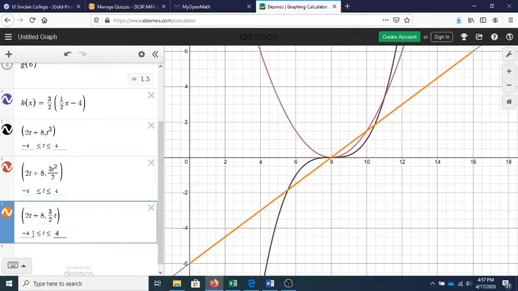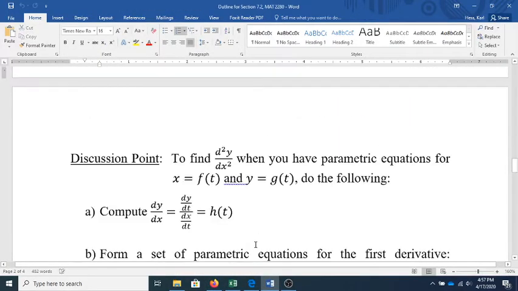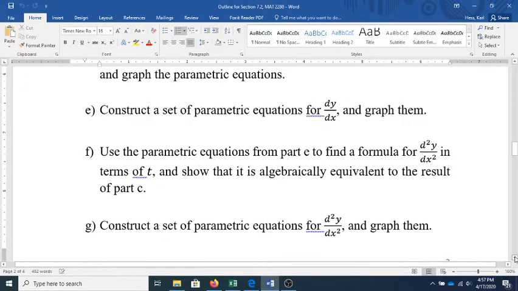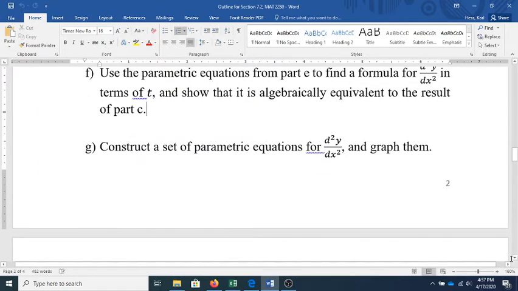Alright, well, I think that's enough to say about derivatives. Let me see, is there anything else on my outline about derivatives? We did part G. I never wrote it on the paper, but we did it.